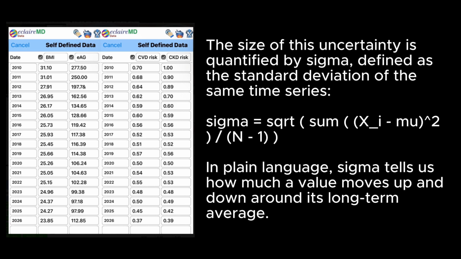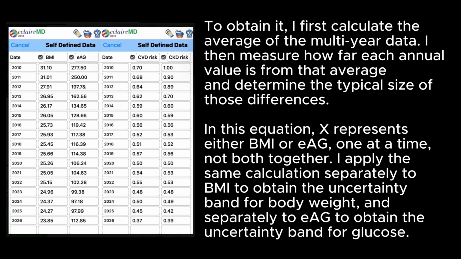The size of this uncertainty is quantified by sigma, defined as the standard deviation of the same time series. Sigma equals the square root of (1/T) times the sum of (x_i − μ)², in plain language. Sigma tells us how much a value moves up and down around its long-term average. To obtain it, I first calculate the average of the multi-year data. I then measure how far each annual value is from that average and determine the typical size of those differences.